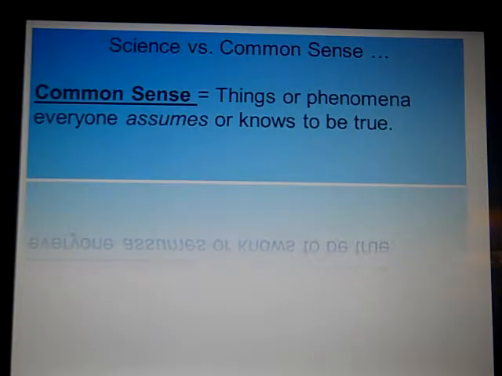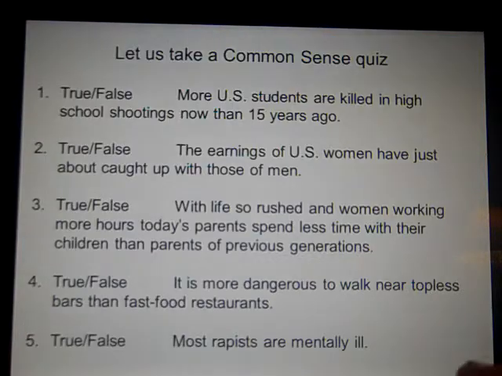Now, common sense can get us into trouble. That's why in the social sciences, specifically sociology here, we tend to shy away from common sense. Sometimes things that we assume to be true or think that we know are true actually are not. So we want to test, we want to research, we want to replicate our data or our information to get consistent results. Let's take a common sense quiz.